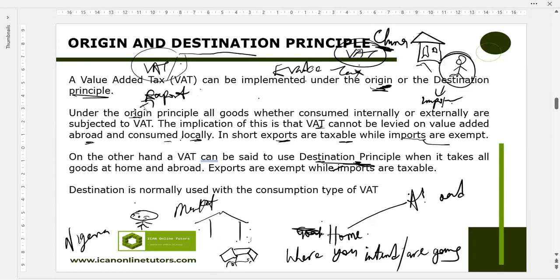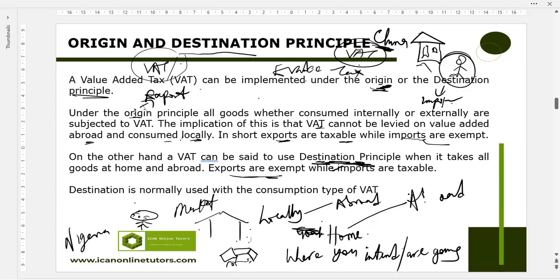So that's the implication. Most countries practice the destination principle. So this means that all goods home and abroad are taxable, but exports are exempted. So it means that the goods that you are exporting, we will not tax locally here. But when it gets abroad, they are subject to tax. Am I making any sense?